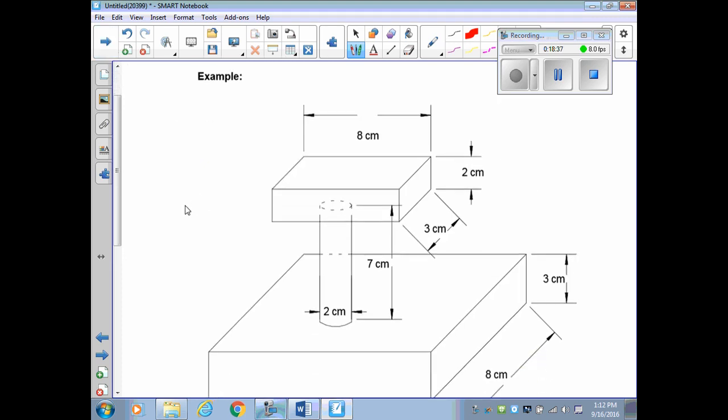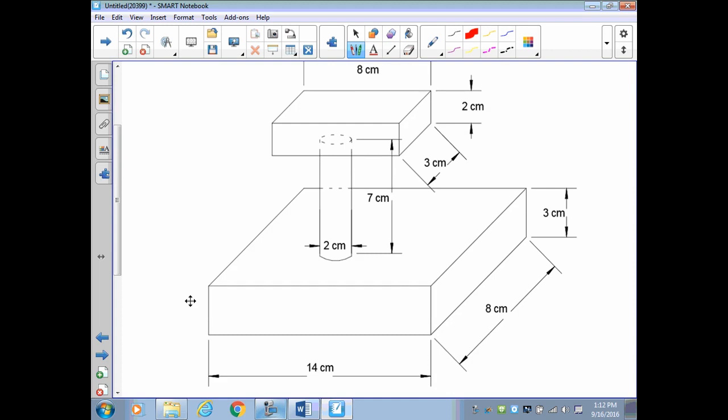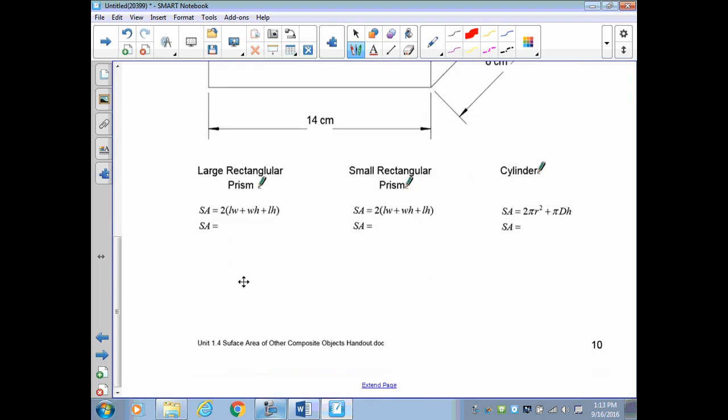Our next project is going to be kind of complicated. If you take a look here, I've got 2 rectangular prisms, one which is 8 by 3 by 2, and one on the bottom which is 14 by 8 by 3. And in the middle we have a cylinder which has a diameter of 2 and a height of 7. So what we're going to have to do is find the area of each one.